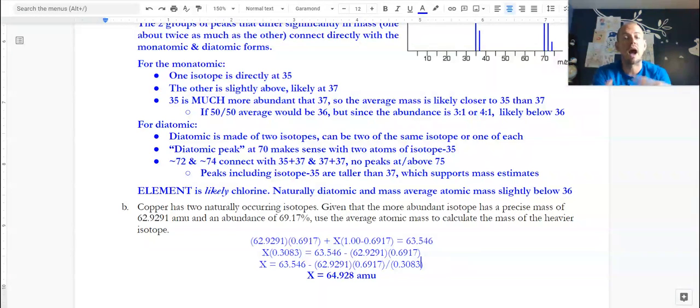So the two natural isotopes of copper, we would call copper 63. That is copper with 29 protons, which is what all copper has. Since it's 63, it'd have 34 neutrons. The other copper has 36 neutrons. But as I said, those masses aren't going to be exactly the same as the mass numbers.